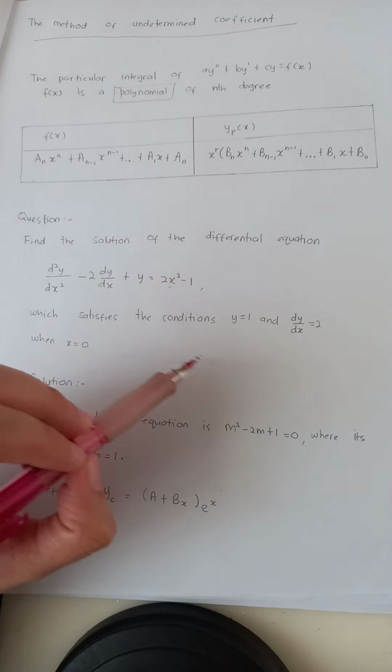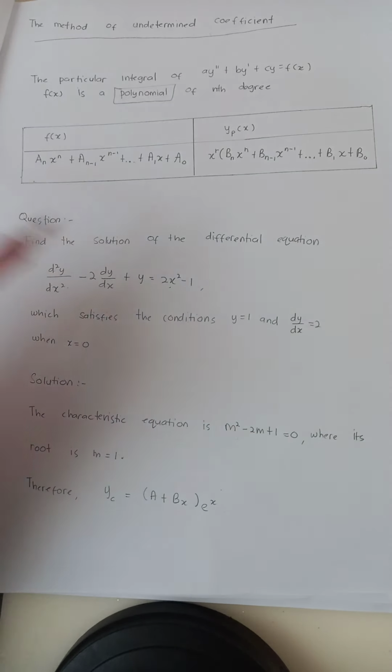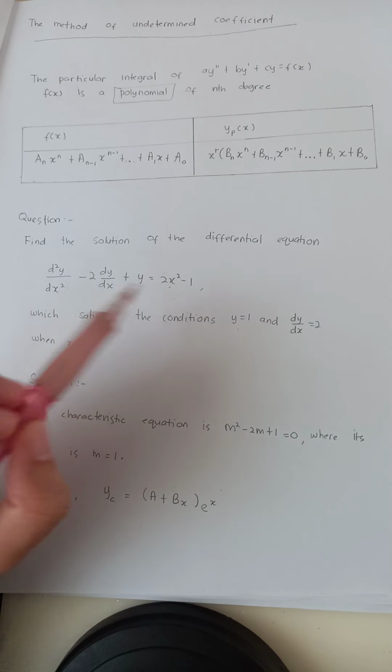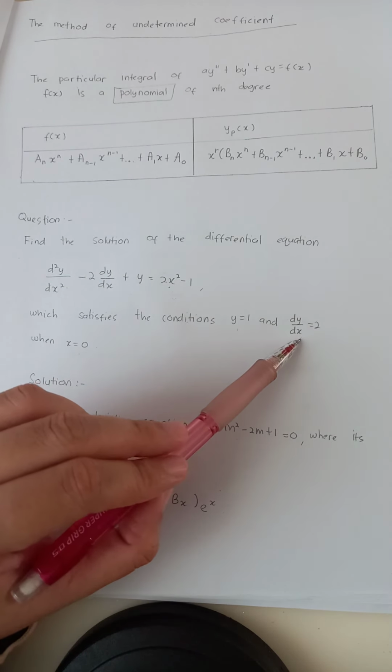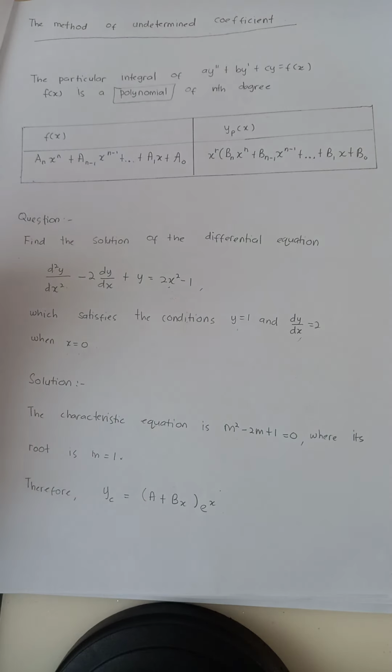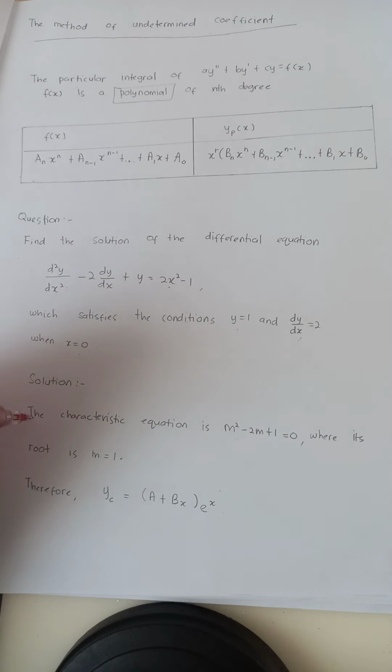It also has the boundary condition. When y equals to 1, x equals to 0. When y prime equals to 2 and x equals to 0. So, first of all, we need to declare our characteristic equation.